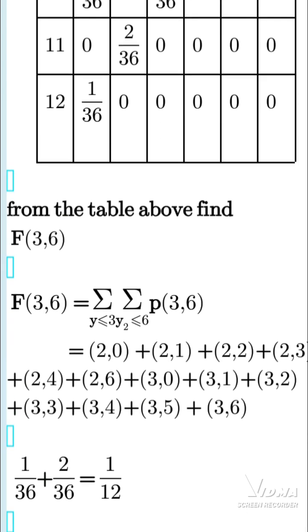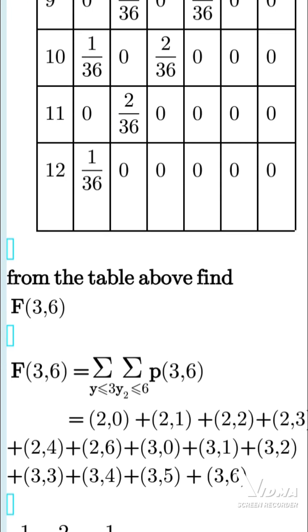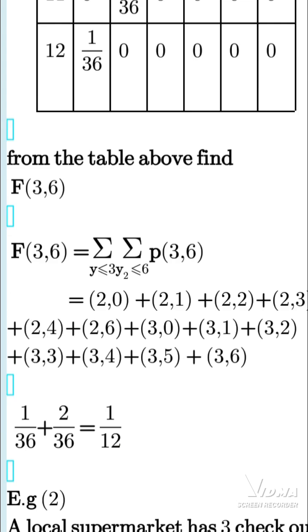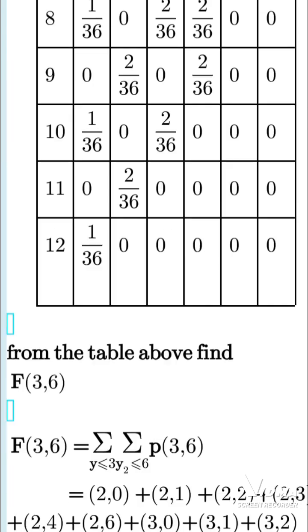And every other thing apart from that, the remaining part, if you look from the table, you know that those ones are 0. So we are left with 1 over 36 plus what? Plus 2 over 36. Do you understand? So that's 1 over 12. So that is that for example 1.